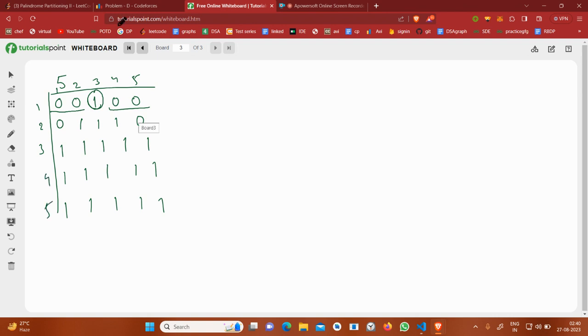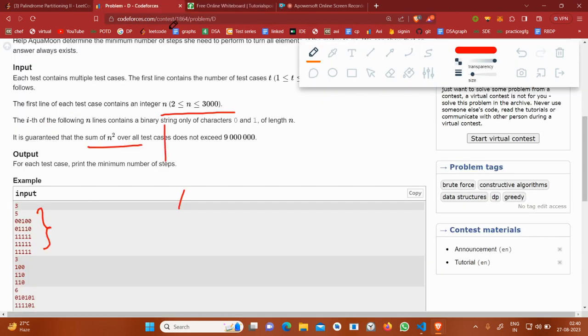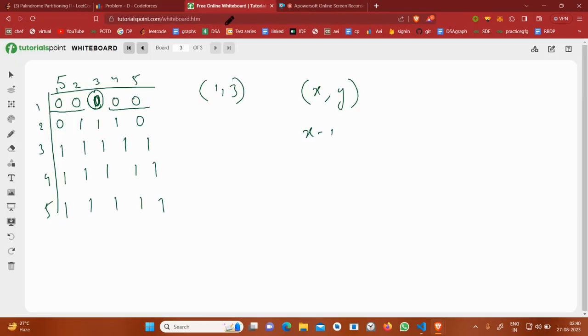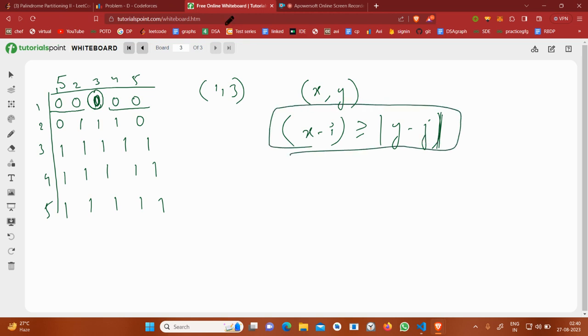Okay, so what is the coordinate of this? 1 comma 3, obviously. If I am changing this to 0, which I have to change, then all the cells having coordinate (x, y) which satisfy x minus i greater than or equal to mod of y minus j, I would also have to invert them.